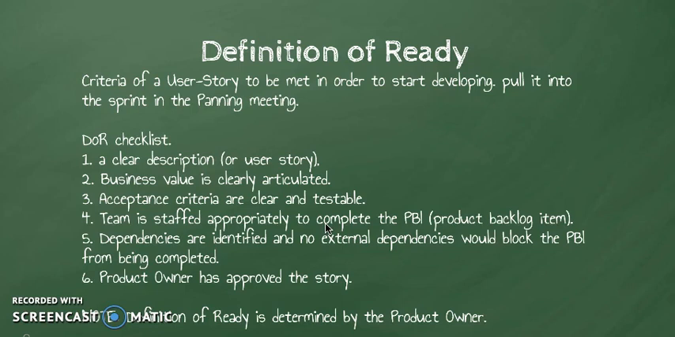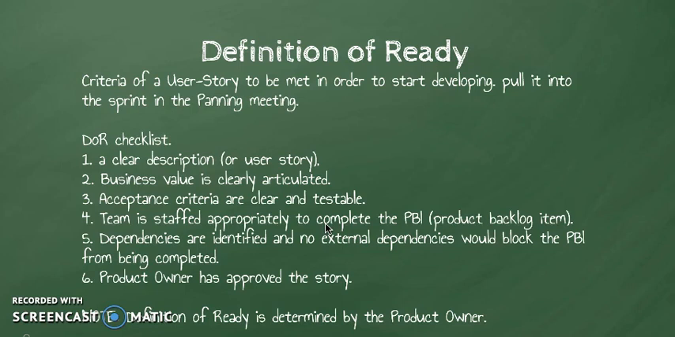The fourth is the staff, like the Scrum team should be appropriate to complete the PBI. PBI means product backlog item. Suppose we have a bunch of user stories, so is the team appropriate to deliver that in that sprint or not? Because suppose you have 10 stories, it's a big story, and the team size is like 4 or 5, it is not appropriate to develop this. So the team should be appropriate.